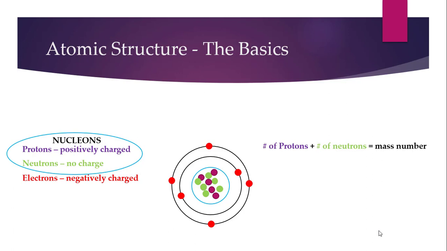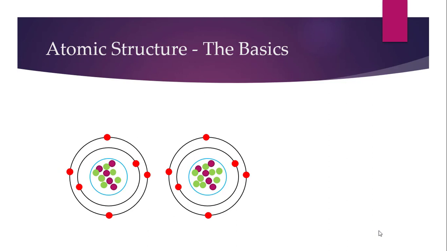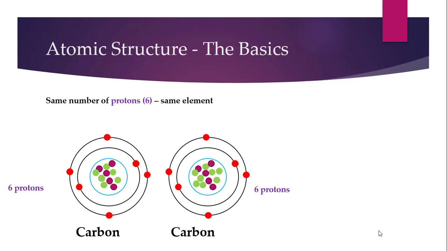Now in the nucleus, the number of protons plus the number of neutrons is what is called the mass number. So in this example, we have 6 protons and 6 neutrons, so this has a mass number of 12. So let's take a look at 2 different atoms. The one on the left has 6 protons, and so it must be carbon, because by definition, carbon has 6 protons. The one on the right has 6 protons, so it by definition must also be carbon, because if you have the same number of protons, which in this case is 6, it must be the same element.